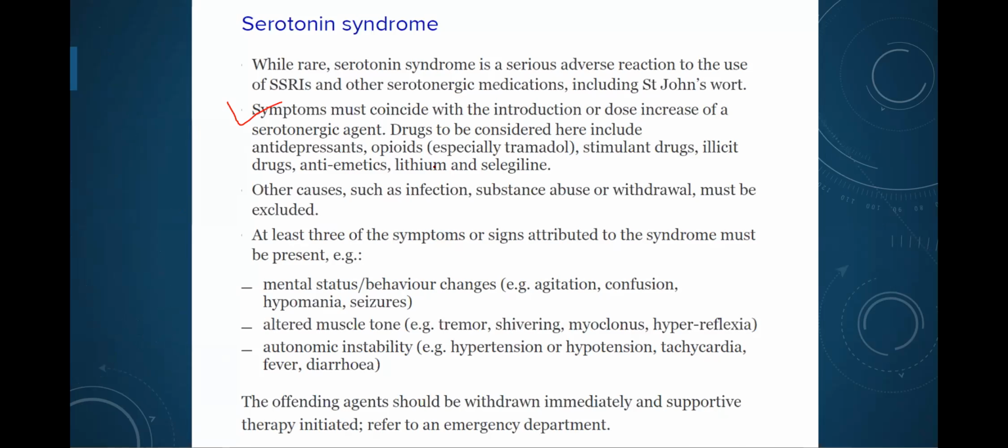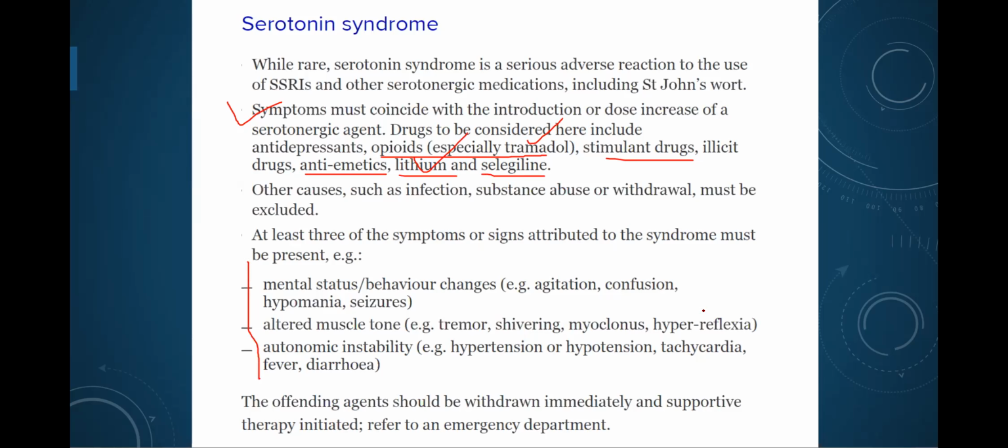Sometimes other medications like opioids, tramadol is very notorious. Some stimulant drugs like ecstasy, MDMA, those illicit drugs can also cause serotonin syndrome. Antiemetics like domperidone, lithium also very important, and sometimes an MAO inhibitor like selegiline can cause it.